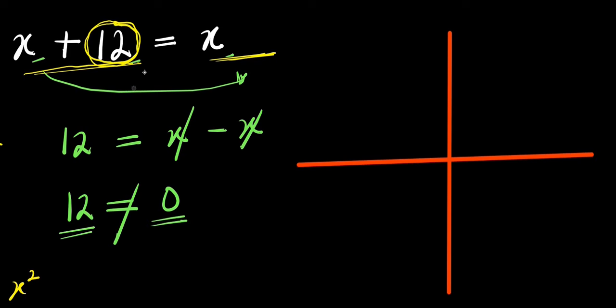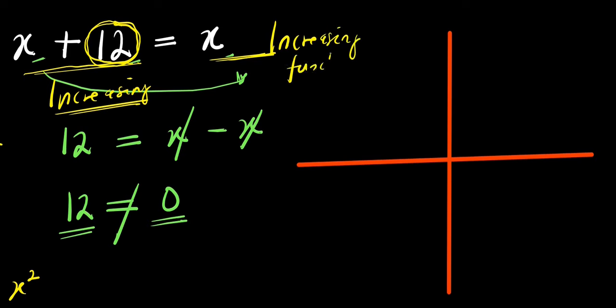Now, there are types of functions. We have increasing function. And this is an increasing function because as the value of x increases, this part of the equation will increase. Also, this is also an increasing function because as x increases, this value will increase. They are both increasing functions. Now, when you have two increasing functions equating each other, there will not be a solution.